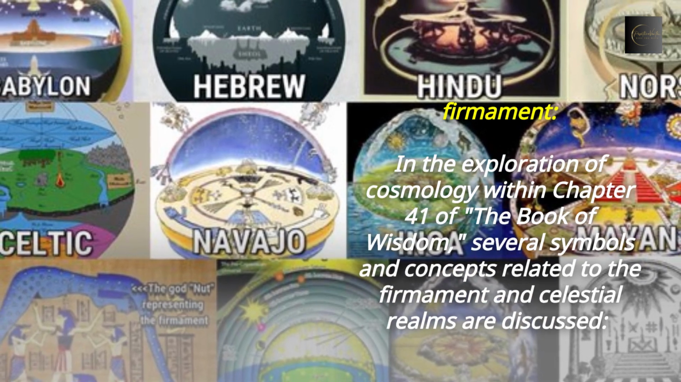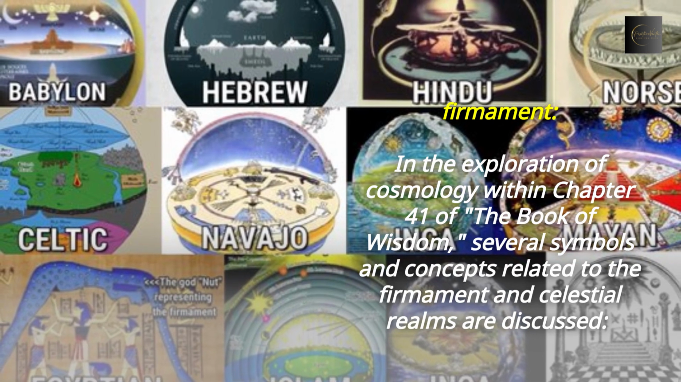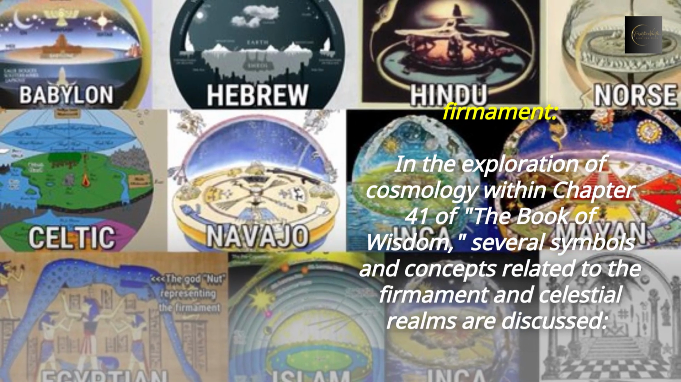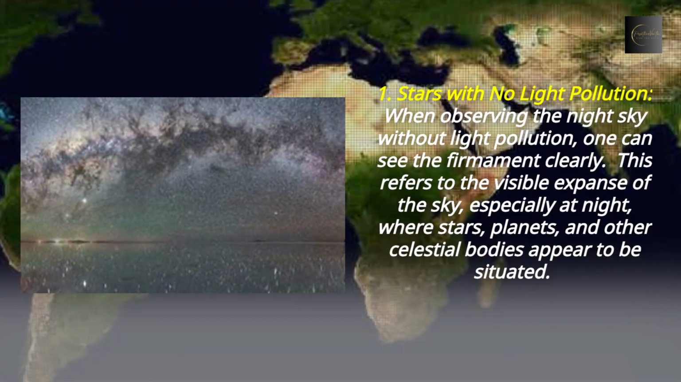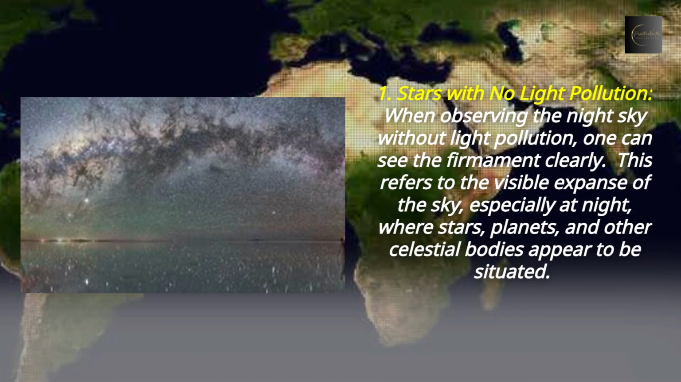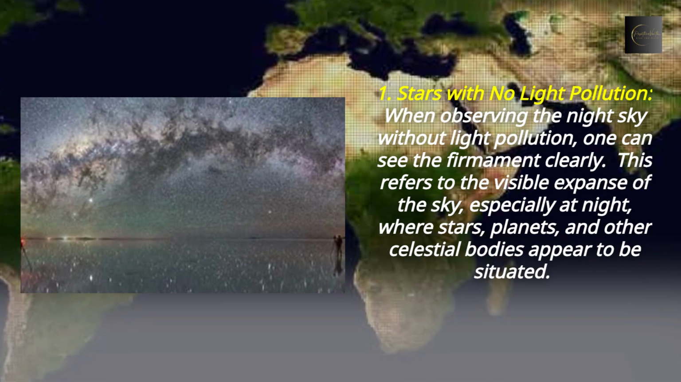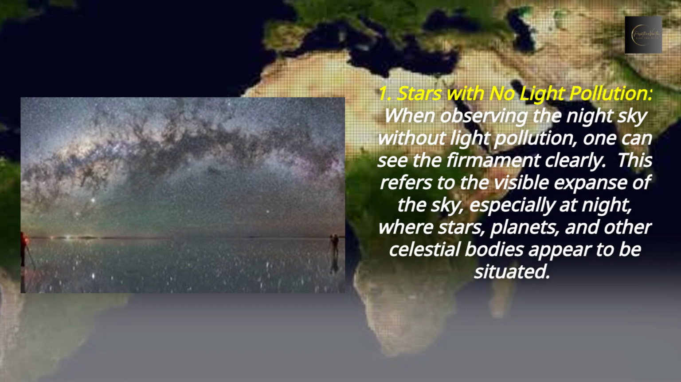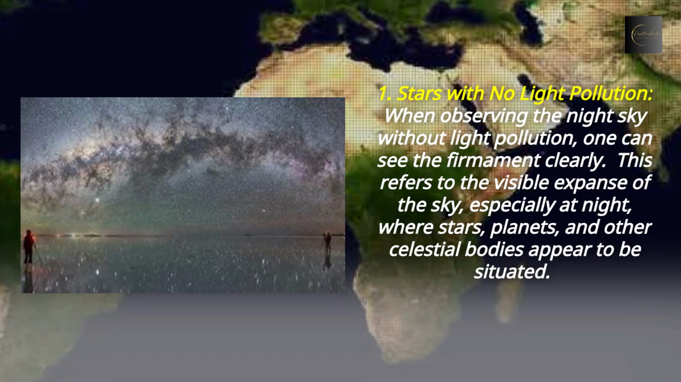Firmament. In the exploration of cosmology within Chapter 41 of the Book of Wisdom, several symbols and concepts related to the firmament and celestial realms are discussed. 1. Stars with no light pollution. When observing the night sky without light pollution, one can see the firmament clearly. This refers to the visible expanse of the sky, especially at night, where stars, planets, and other celestial bodies appear to be situated.